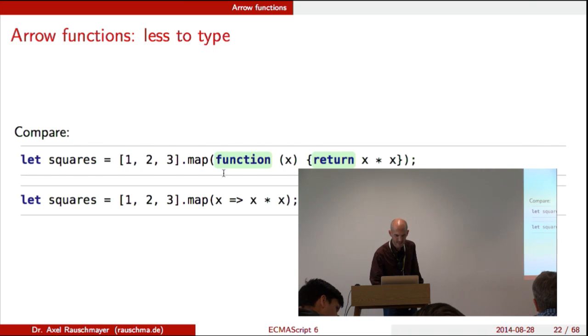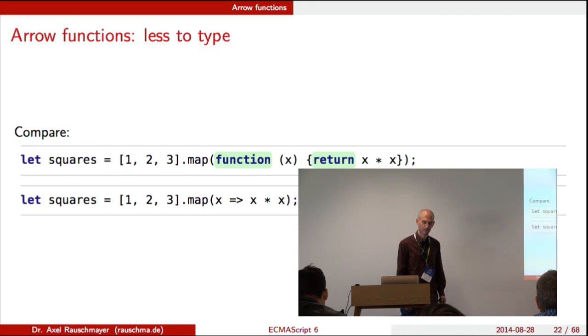ECMAScript 6 has a new kind of function that is called arrow function, and everything becomes much more compact. So no return and no function. This is awesome for, say, event handling and for map.